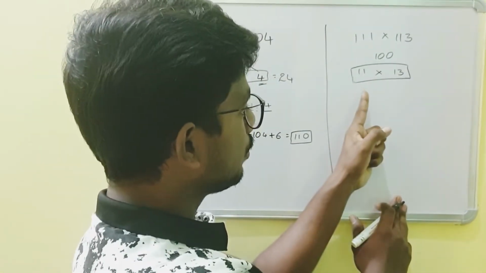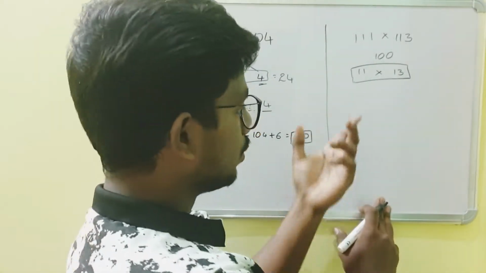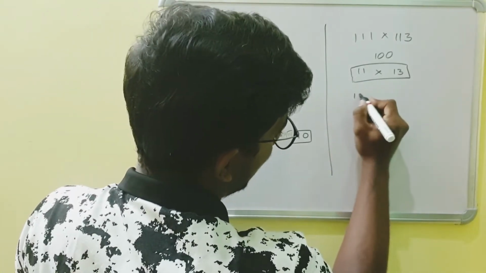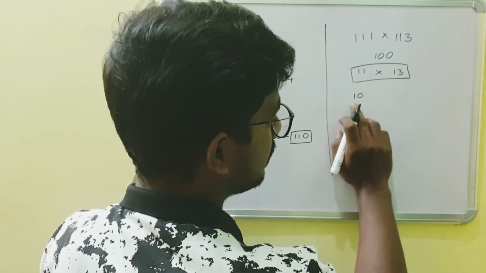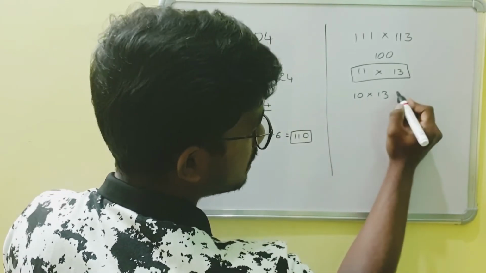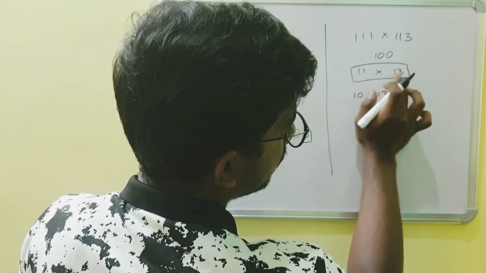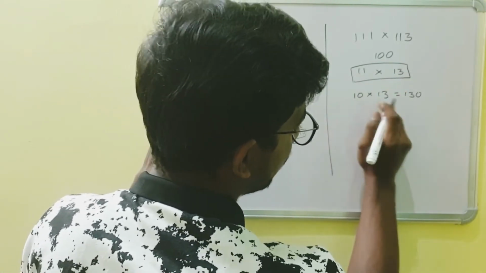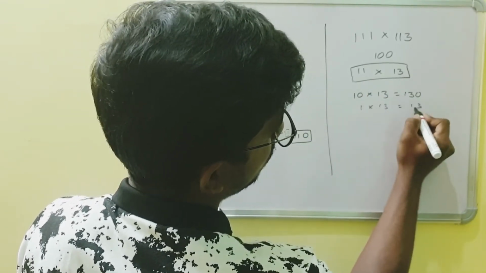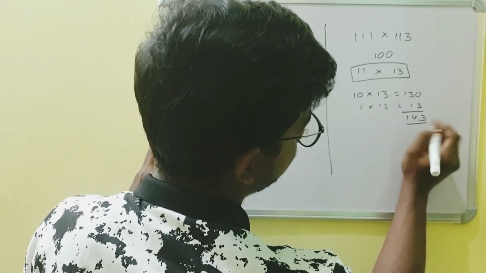If we don't know the 11 table, we all know up to the 10 table, so I will convert it. Here I will take 10 into 13, which is 130. What I left here is 1 into 13, so I add 1 into 13, which is 13, to my 130 value. So I get 143.